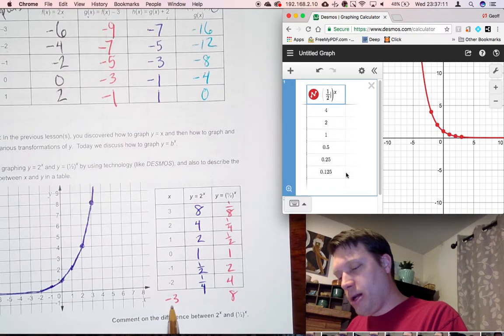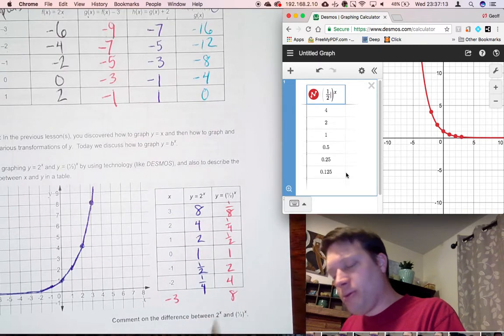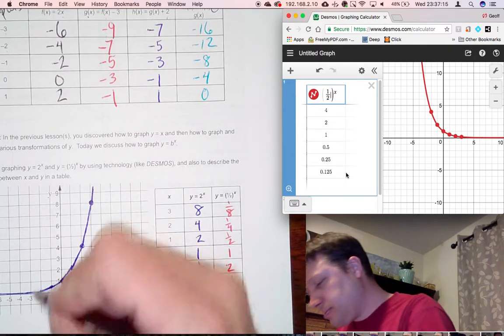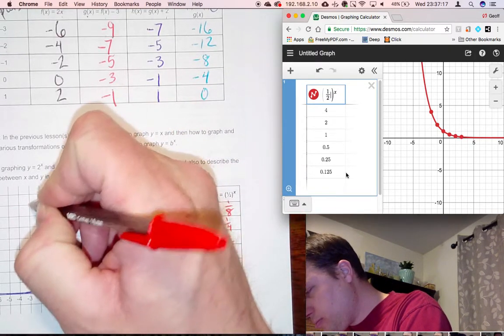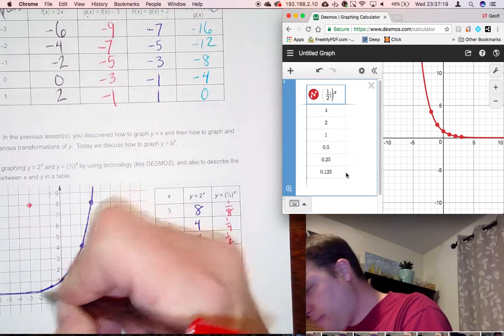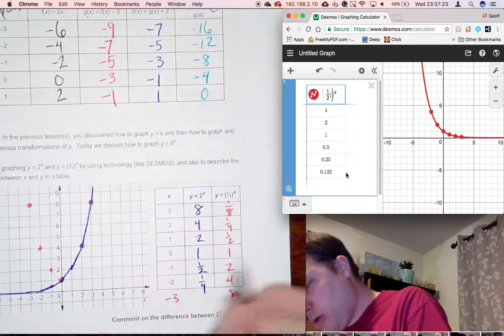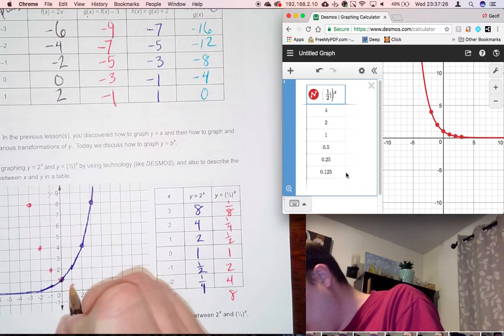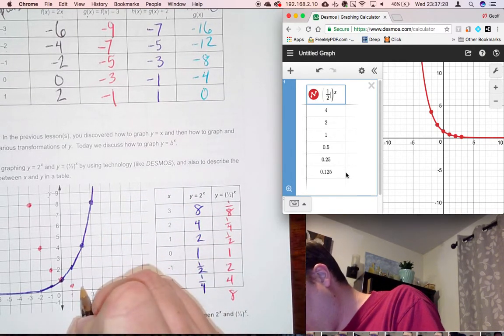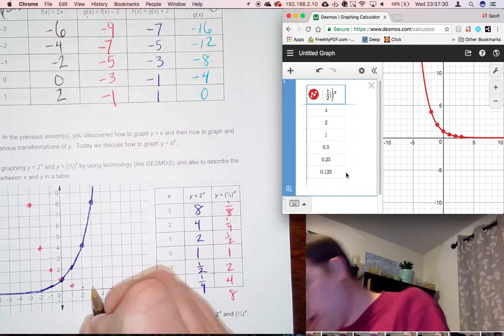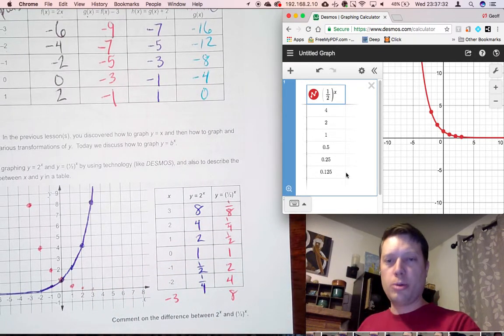I'm going to plot them from the bottom. -3, 8. And -2, 4. -1, 2. 0, 1. 1, 1/2. 2 with 1/4. 3 with 1/8. We're never actually getting to 0, we're getting super close to 0.